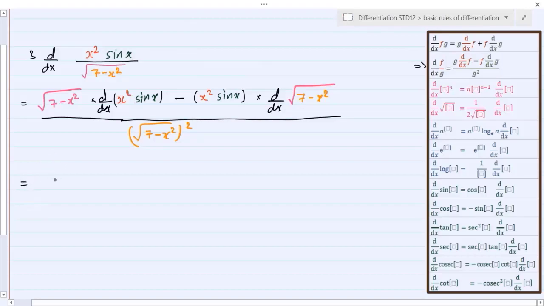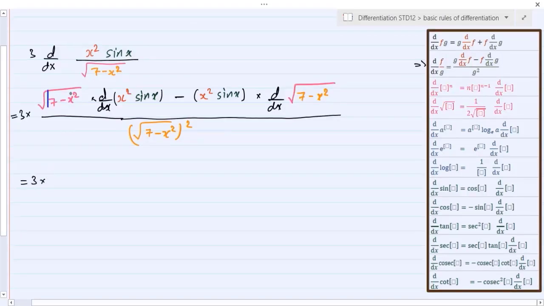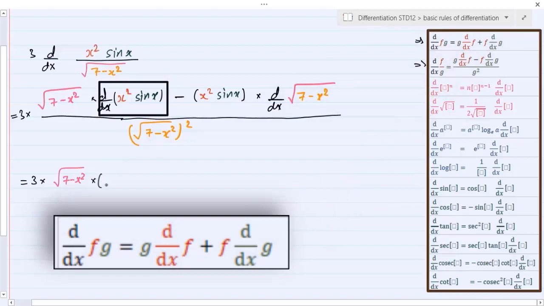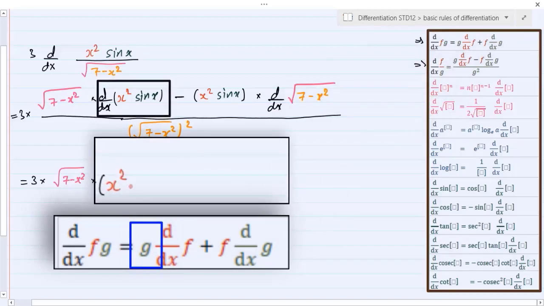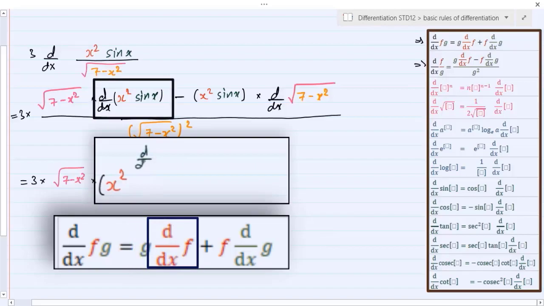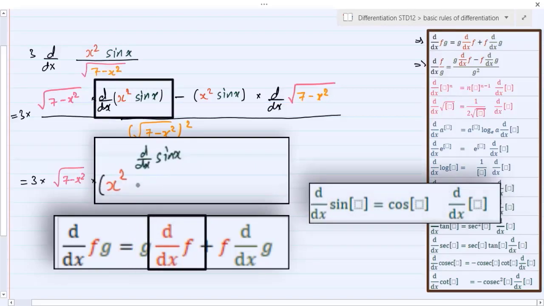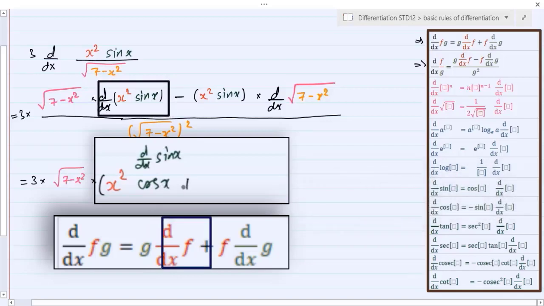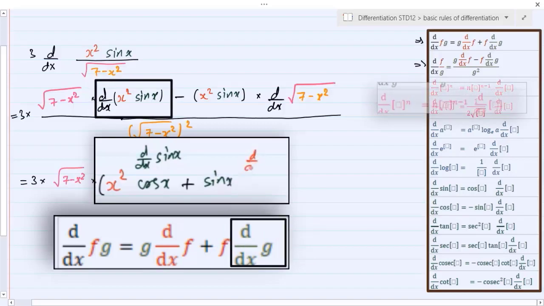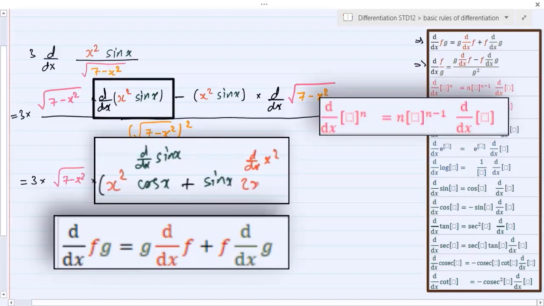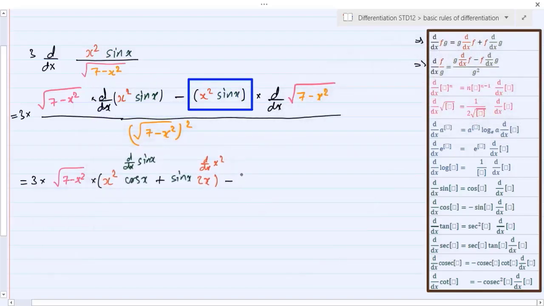So now let's simplify. 3 will be as it is, under root of 7 minus x² will be as it is. We just have to differentiate x² into sin x, and for that we have to apply the multiplication rule. In the first step, let's say x² is as it is. We just have to differentiate sin x, which is cos x, plus your sin x will be as it is. We just have to differentiate x², which is nothing but 2x, minus, in the second step, your x² sin x will be as it is.